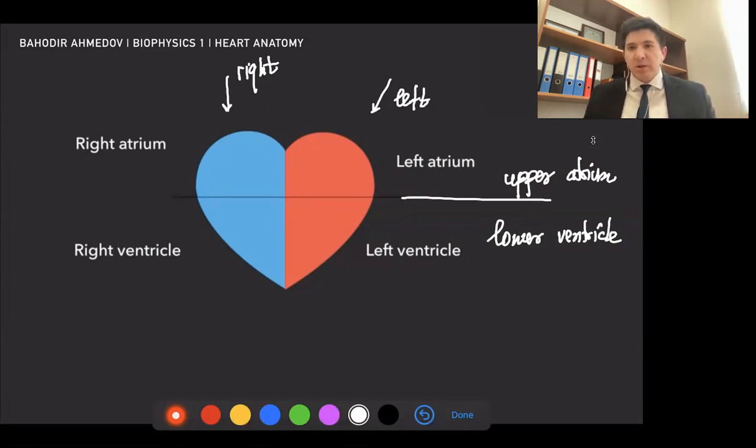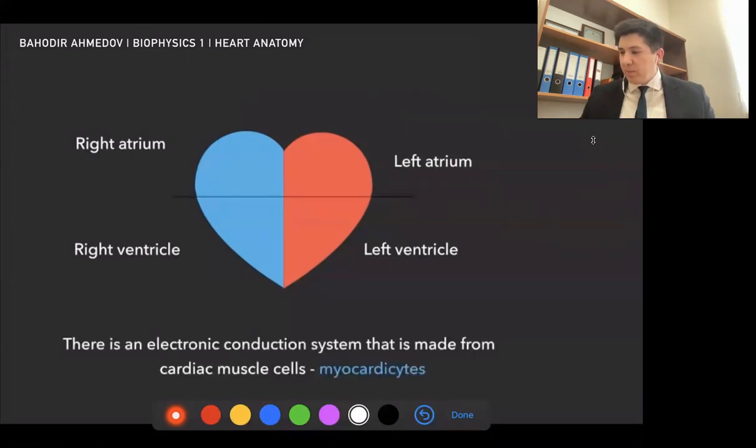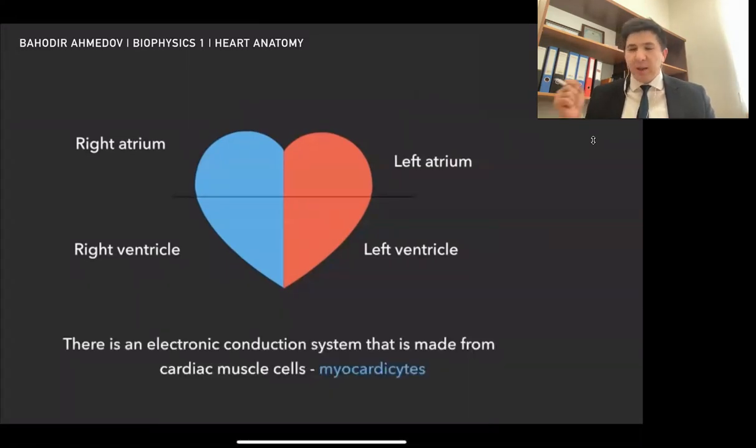Okay, so this is the structure. We are going to split this into the 4 parts: the right atrium, the left atrium, the right ventricle, and the left ventricle. The electricity is going to be conducted through the heart using the cells of the cardiac muscles, which we are going to call myocardiocytes.